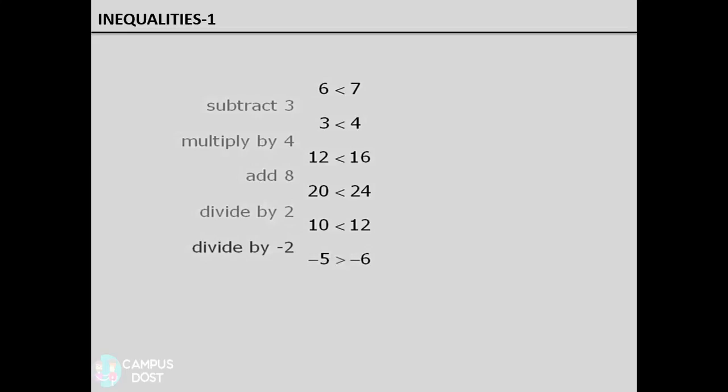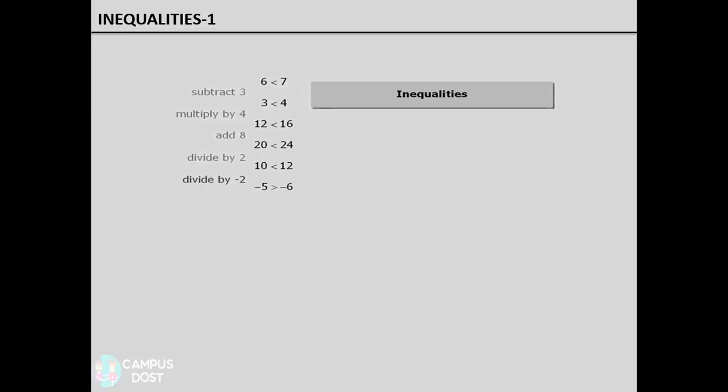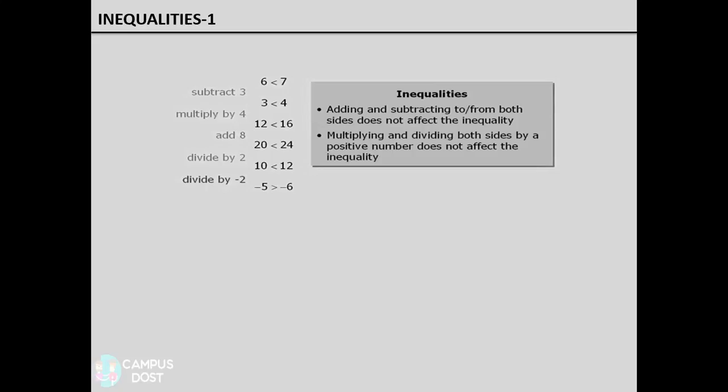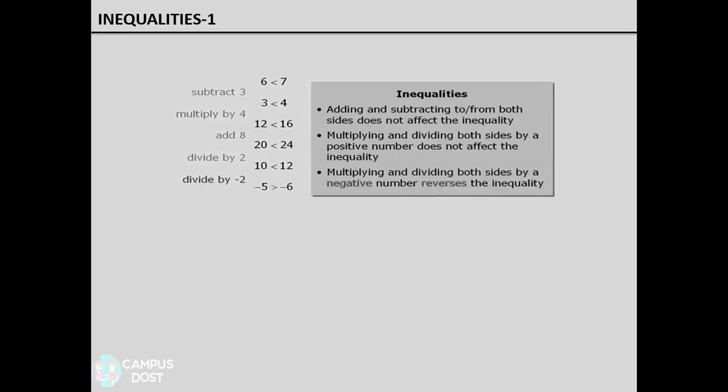So from the observations, we can make some general conclusions about inequalities. First, adding and subtracting the same number to or from both sides of the inequality does not affect the inequality. Second, multiplying and dividing both sides of the inequality by a positive number does not affect the inequality. And finally, multiplying and dividing both sides by a negative number reverses the inequality.